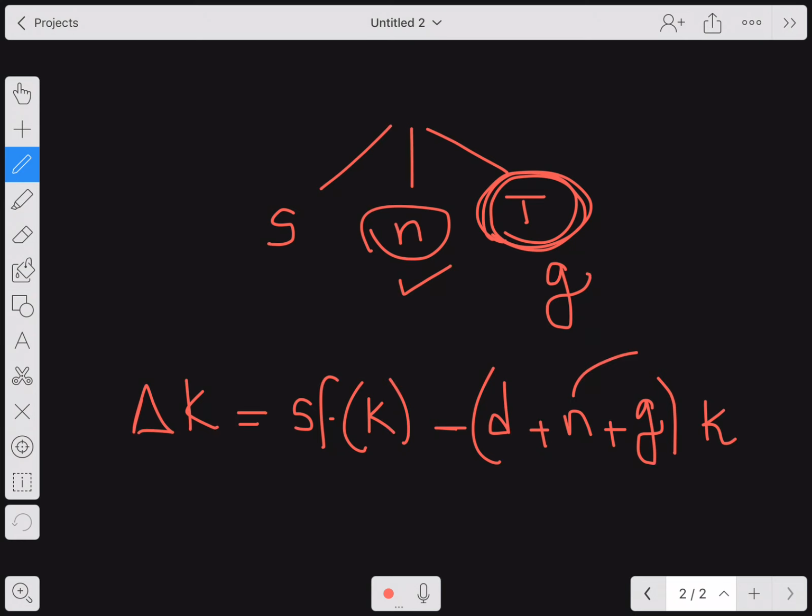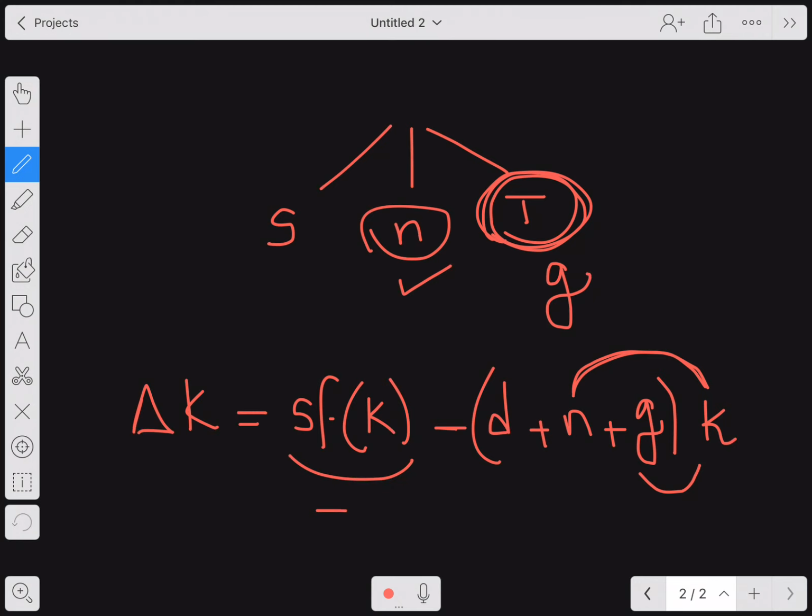We said that these together are called the dilution rate. So this is the dilution rate from the growth rate of workers. What's the amount of capital I need to increase to maintain the steady state? And this is exactly the same reasoning. What is the growth in capital that I need in order to maintain the steady state because of the increase in the effectiveness of workers?